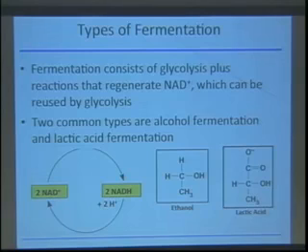So let's talk about the types of fermentation. Fermentation consists of glycolysis plus reactions that can regenerate NAD+, which can then be reused by glycolysis. Remember that in glycolysis, we're actually generating NADH. And if we didn't have a way to regenerate NAD+, eventually this would just stop. It would not be a sustainable kind of pathway. There are two common types of fermentation. One is alcohol fermentation, where we're making ethanol, and the other is lactic acid fermentation, where we're ending up with lactic acid.